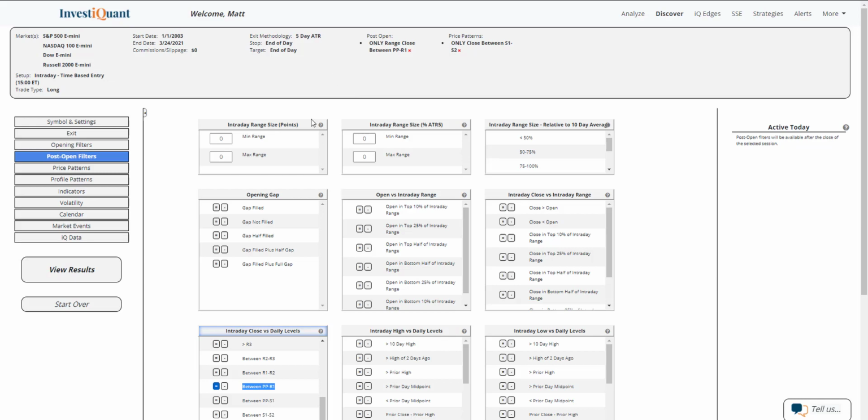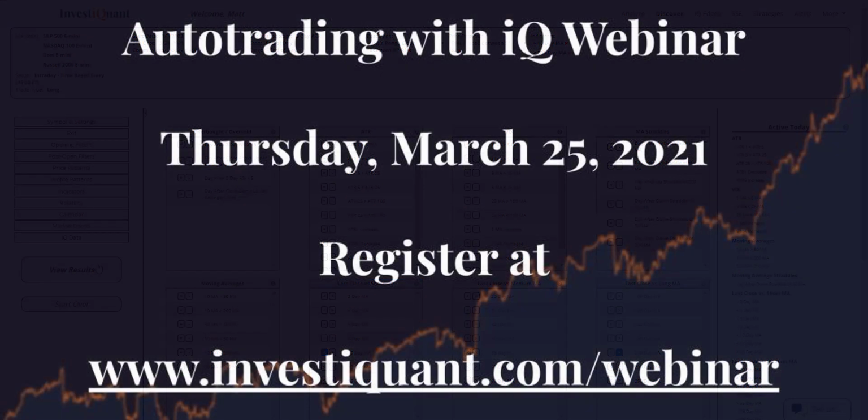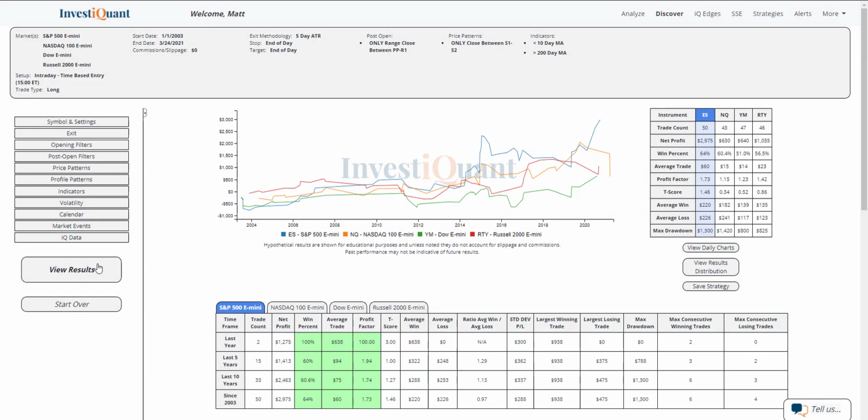All right, lastly, I'm going to put us in a similar market environment, which is below a 10-day simple moving average, but above a 200-day simple moving average. Now I can click View Results. And here we go. These are the results of going long at 3 p.m. Eastern time, exiting at the close 4:15 p.m.